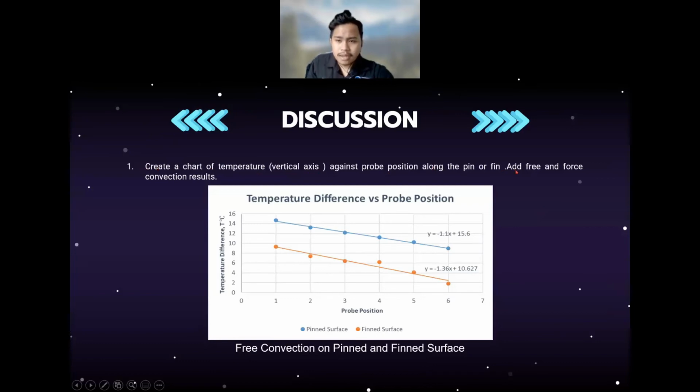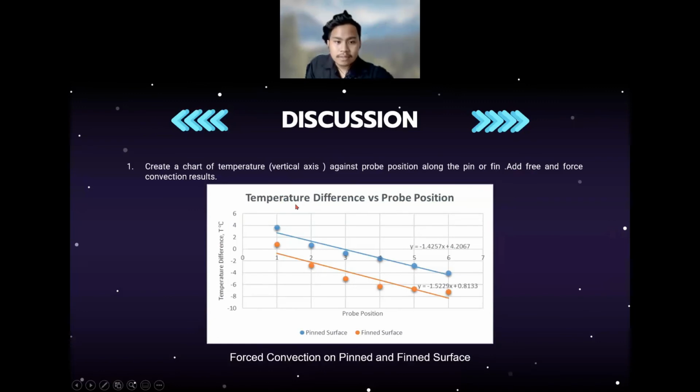or fin. Add free and forced convection result. As you can see, this is the chart for free convection on pin and fin surface. For the x-axis, we put probe position, and the y-axis is temperature difference. And as you can see, the pin and fin surface is linear.